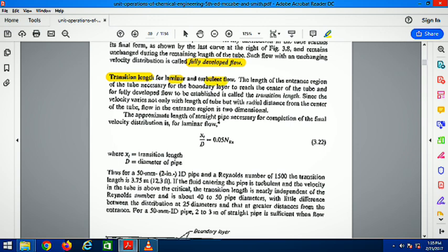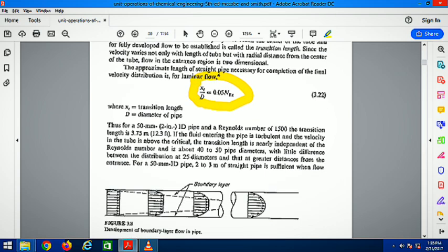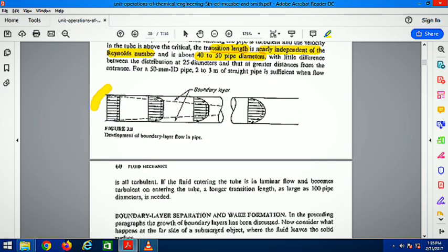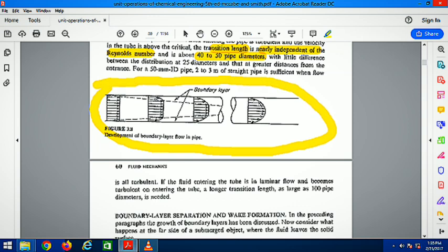There is a particular transition length for laminar and turbulent flow for the flow to be fully developed, and for laminar it is given by this equation, and for turbulent flow it is actually independent of the Reynolds number. Like here it is dependent for laminar, but for turbulent the transition length is independent of Reynolds number and is about 40 to 50 pipe diameters.